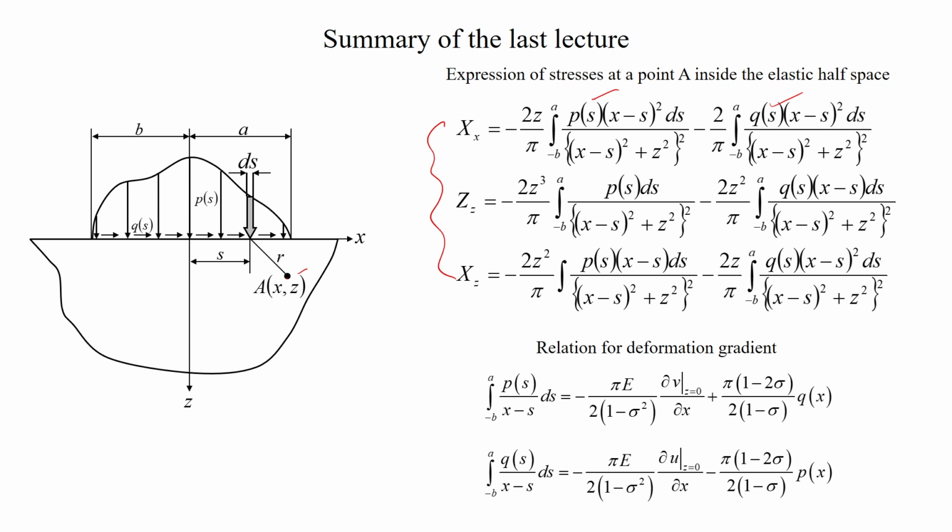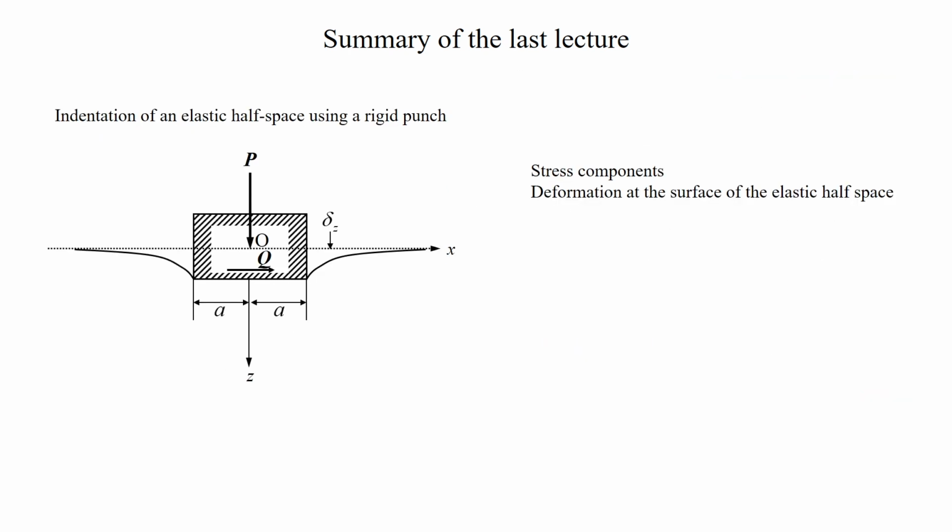We also derived this relation for the deformation gradient for these load conditions, and we solved some simple problems. For example, we talked about elastic half space indentation using a rigid punch, with frictionless contact and also with frictional contact. In the frictionless case Q is 0, but when we have friction, Q is finite. So how do we find the stress distributions at the contact for this kind of load, that we have seen.